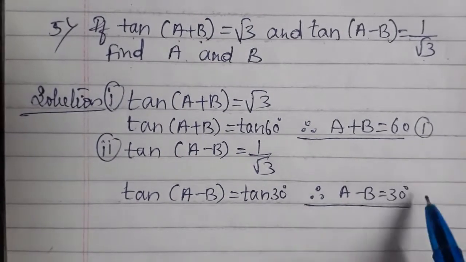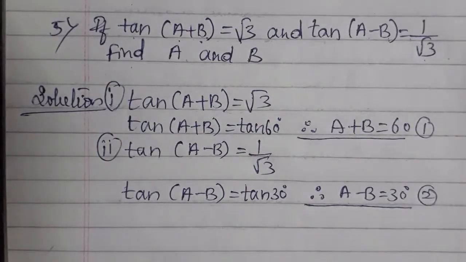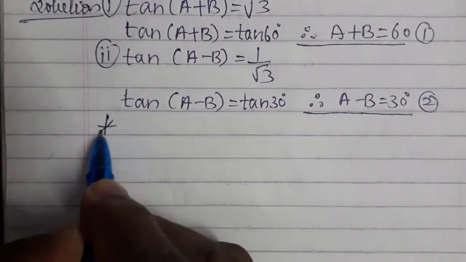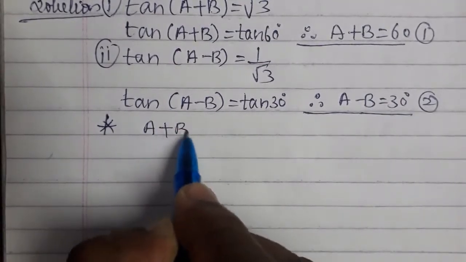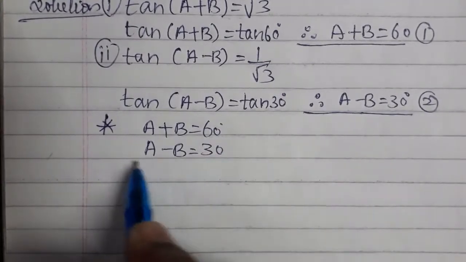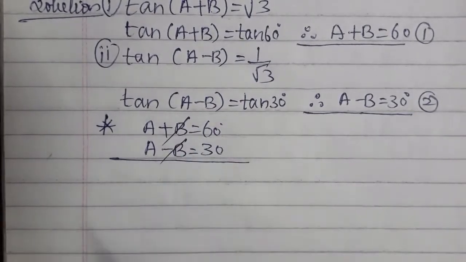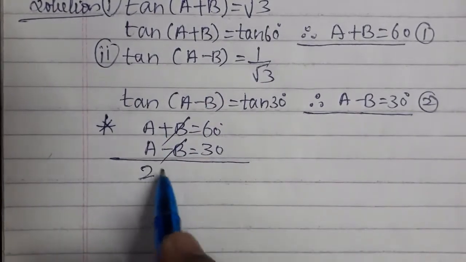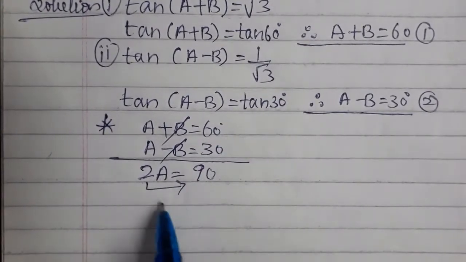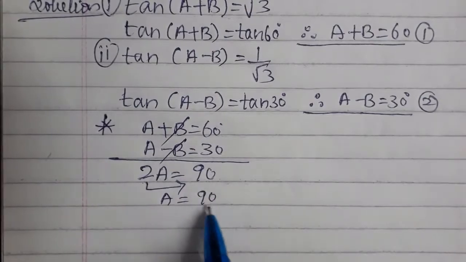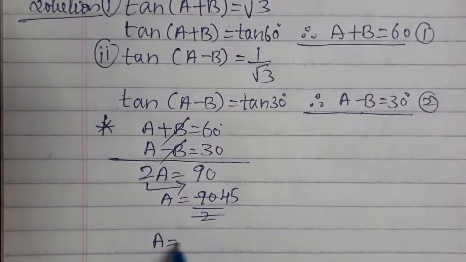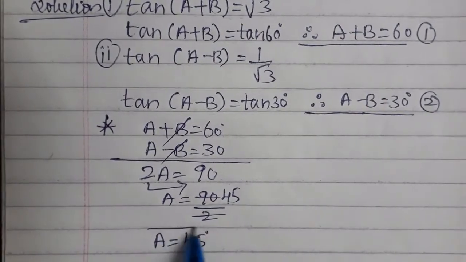So you take equation number 1, equation number 2 and use the simultaneous equation procedure. This is the second part of the sum. a + b is equal to 60, a - b is equal to 30. You can notice plus b minus b can be cancelled. So a plus a, 2a. 60 plus 30, 90. Shift 2 to the right hand side. So a is equal to 90 by 2. 2 fives are 10, 2 nines are 18, so a is equal to 45 degree.